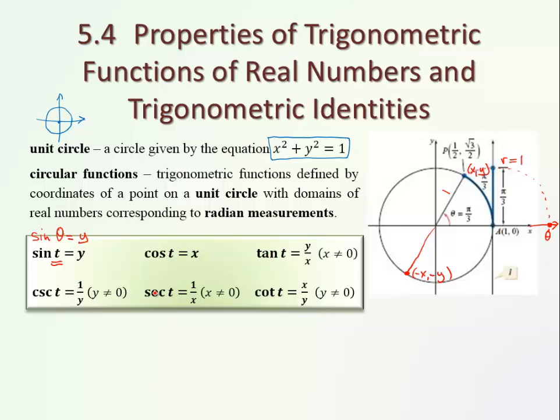Obviously, the inverse functions will carry the same properties. So the periods for cosecant and secant will be the same as sine and cosine, that means 2 pi. And the period of cotangent will be the same as the period of tangent, which is just pi.